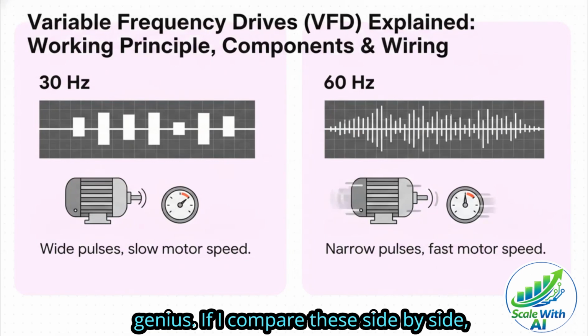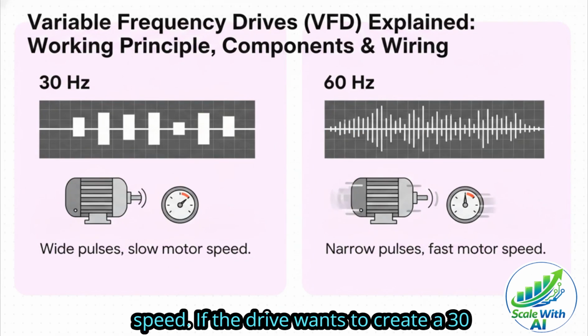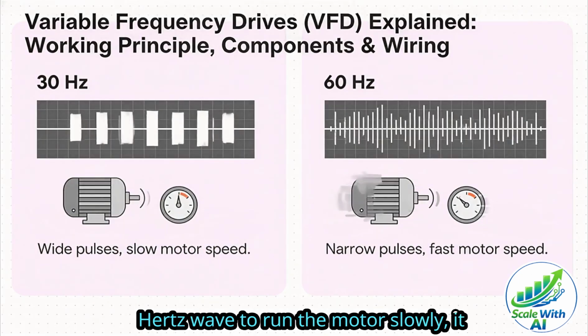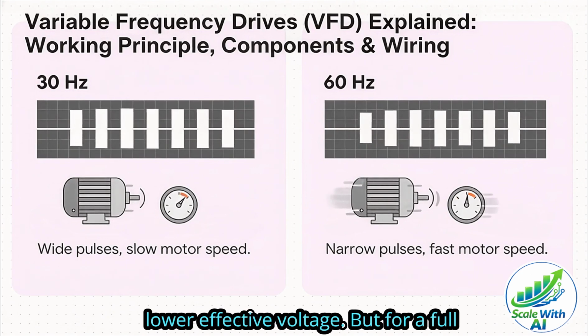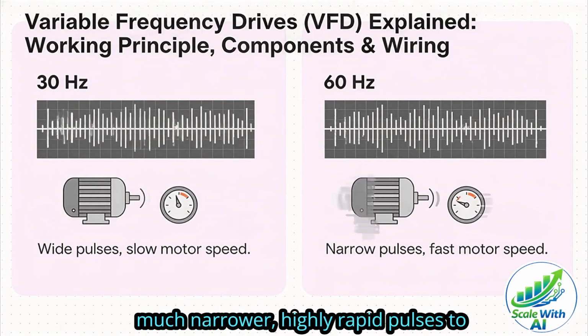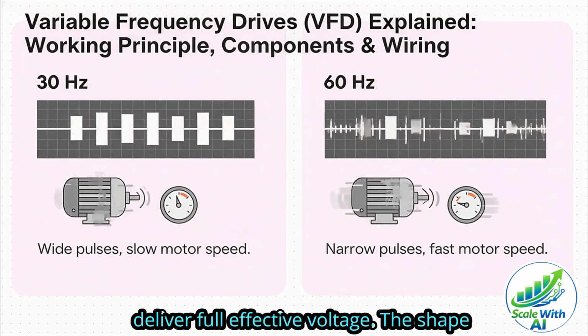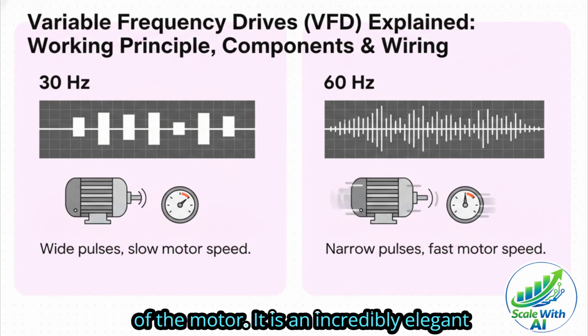If we compare these side by side, we can actually see how this dictates speed. If the drive wants to create a 30 Hz wave to run the motor slowly, it outputs wider pulses, which results in a lower effective voltage. But for a full-speed 60 Hz wave, the drive fires off much narrower, highly rapid pulses to deliver full effective voltage. The shape of the pulse directly dictates the speed of the motor. It is an incredibly elegant digital solution.